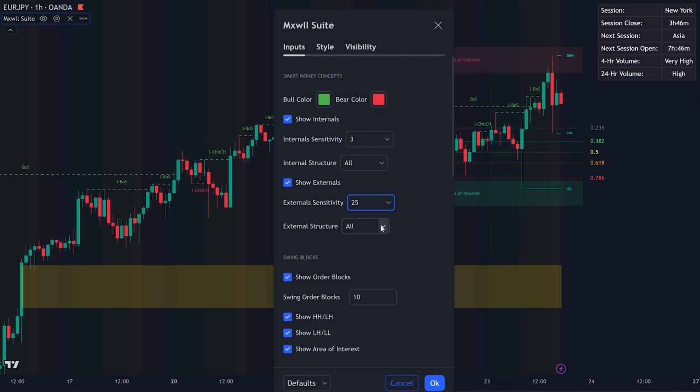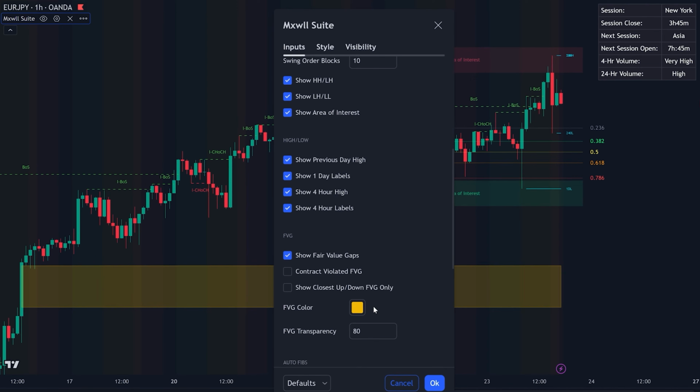For the external structure, you can choose to display either the break of structure or the change of character, or both. For now, I will leave it at the default setting to display both the break of structure and the change of character on our chart. You can choose to enable or disable the Show Order Blocks option, as per your preference. You can choose to display more or fewer swing order blocks, depending on your trading style. Keeping fewer blocks on the chart can reduce clutter and help focus on the most significant zones.